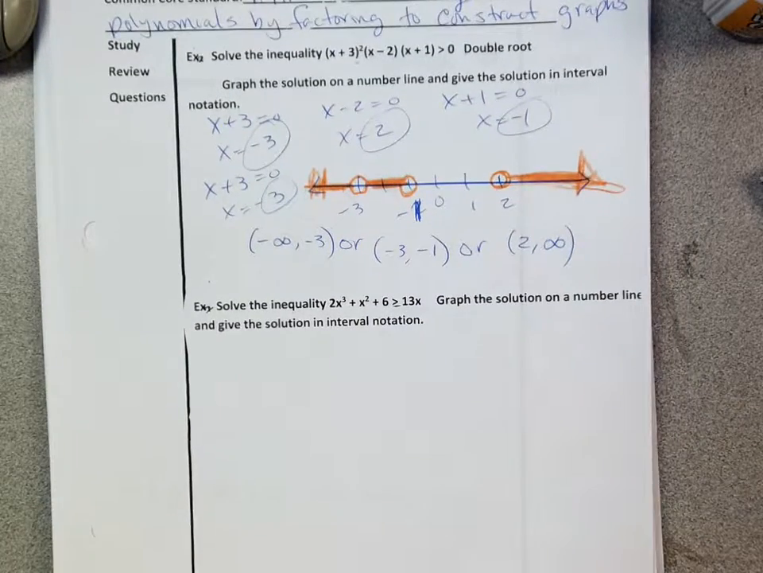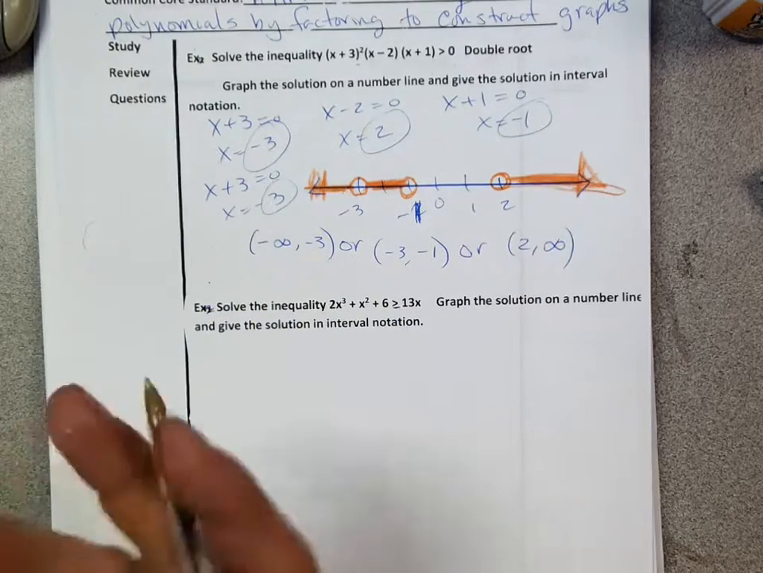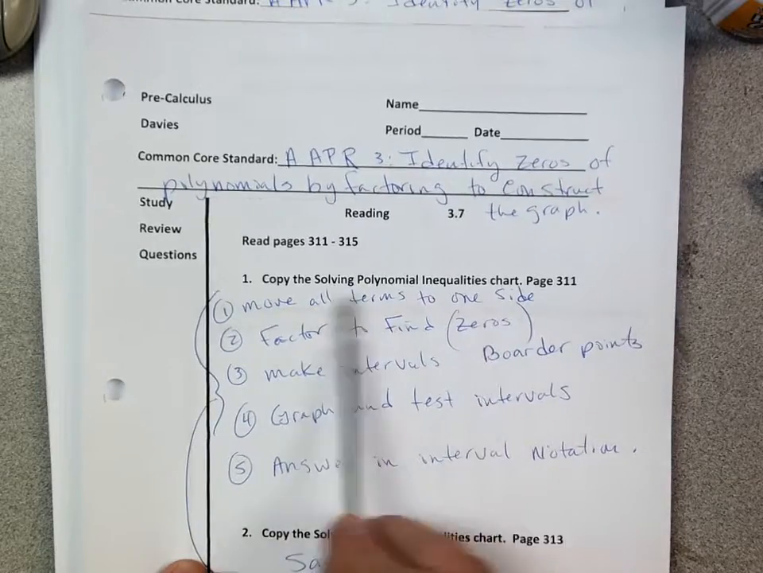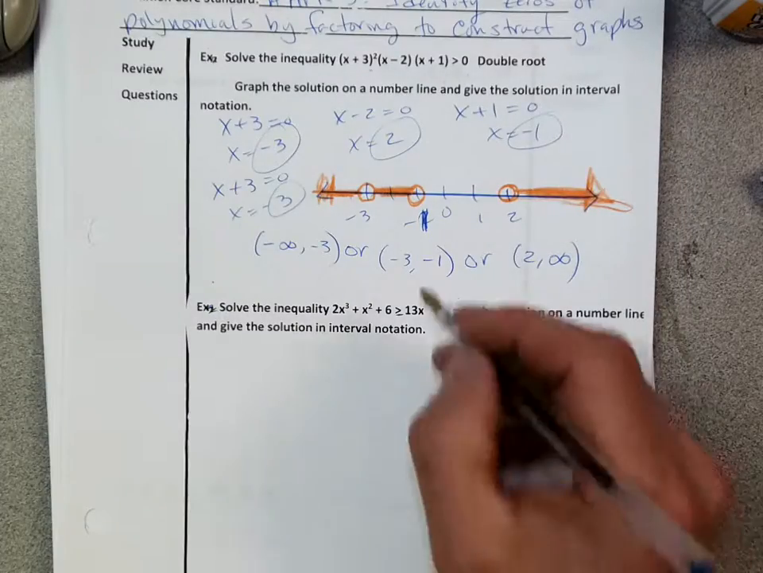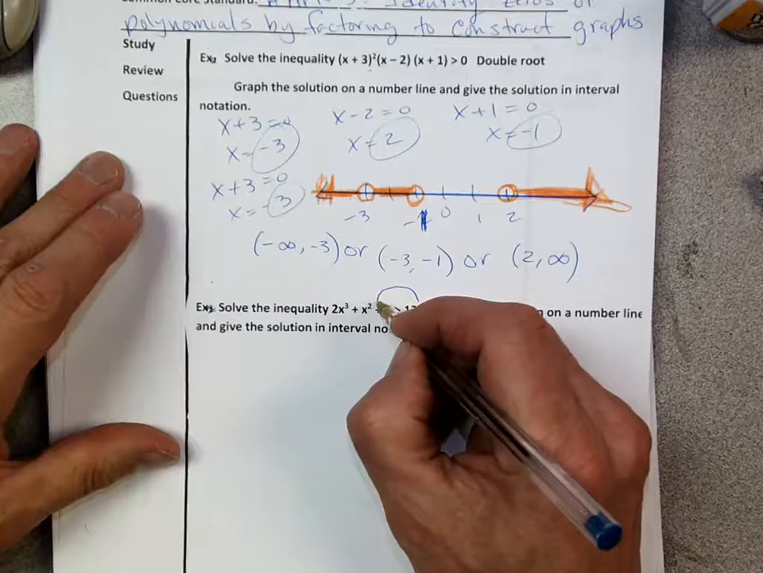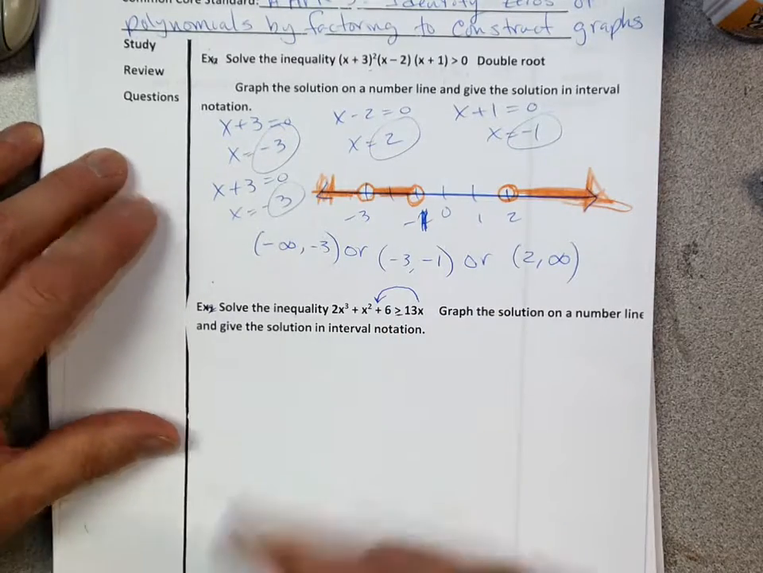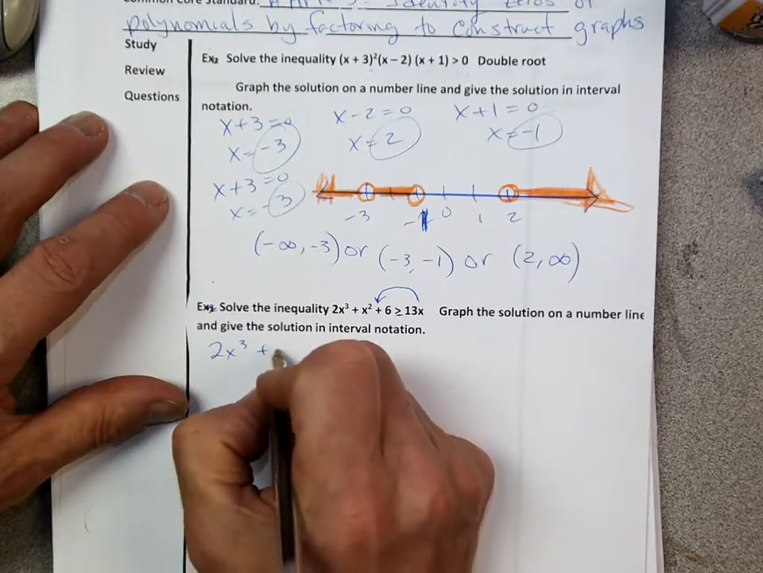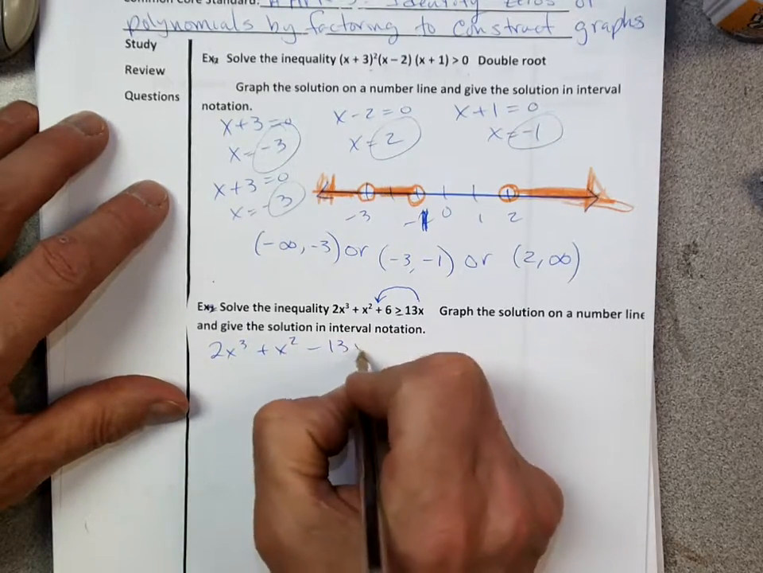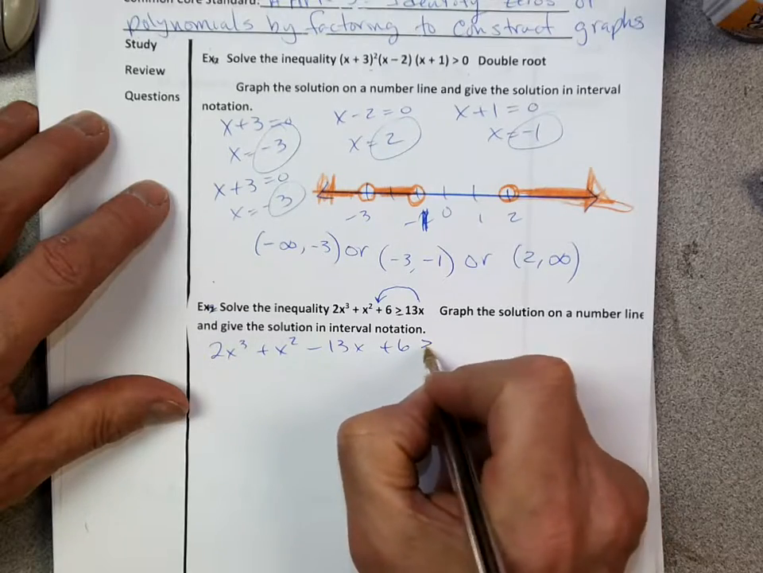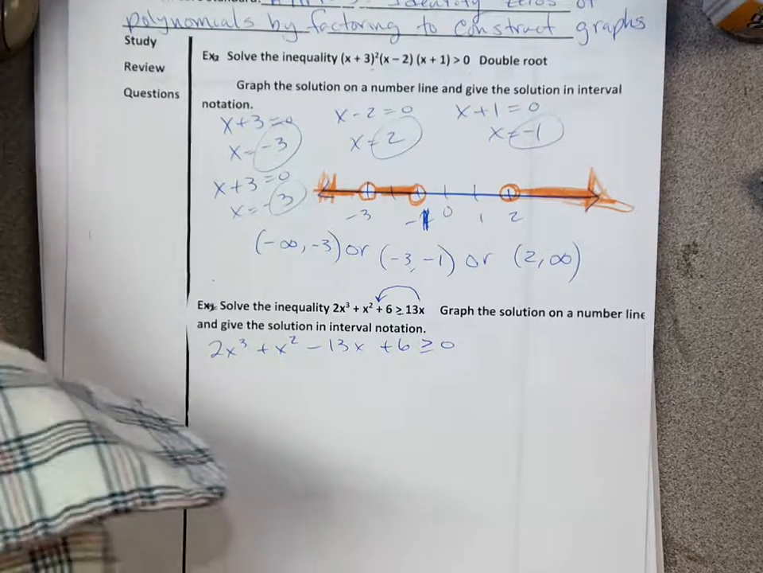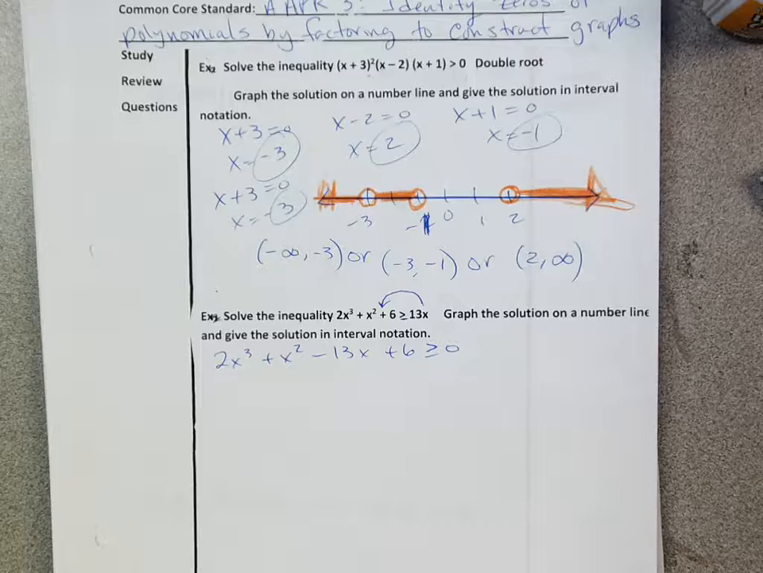Okay, on example 2, we're going to have to do some factoring, but that's okay. Step 1, move all terms to the other side, okay? So let's bring this 13x and put it right there. You alright with putting it right there? So I'm going to go 2x cubed plus x squared minus 13x plus 6 greater than or equal to 0, okay? Oh boy, it won't factor. If it does, I don't know what to do. So what do I do if I can't factor?